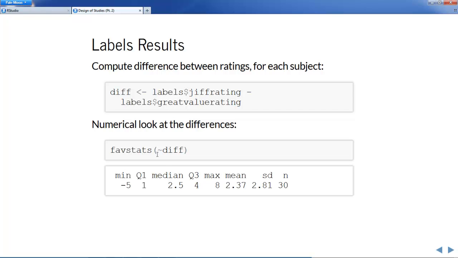So once we do favstats on diff, we see, on average, the students rated the Jif labeled jar 2.37 points higher than they rated the Great Value labeled jar. Whether that difference is so big that it can't be just explained away as chance variation in which jar they chose first or something like that is not clear at the moment, but at least descriptively, it looks like students were giving a higher rating to the jar that's known to be more expensive. So it seems their perception of quality might very well be affected by the labels that they noticed.